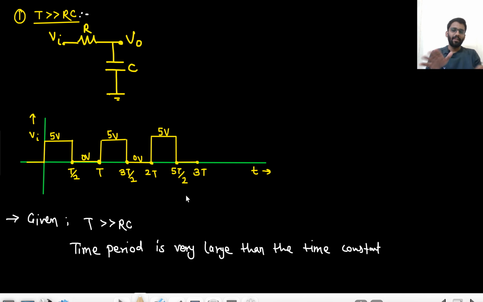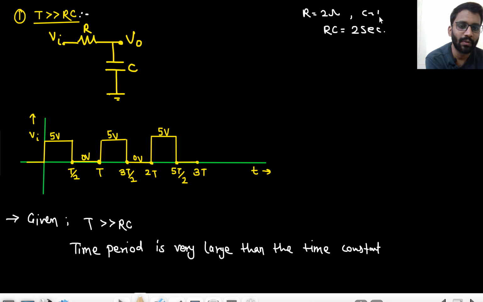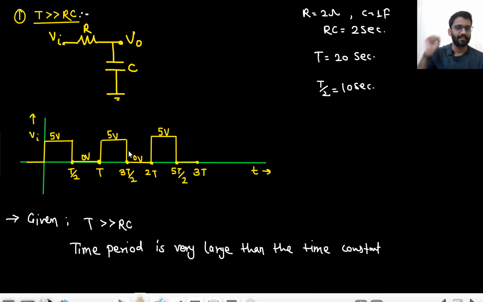They may not give this condition directly. What they would do is set the value of RC such that, let's assume RC is 2 seconds. They can put R equals 2 ohm and C equals 1 farad, so RC equals 2 seconds, and they will put T equals 20 seconds. So what will happen? T by 2 will be 10 seconds. So now this 5 volt input remains there for 10 seconds.